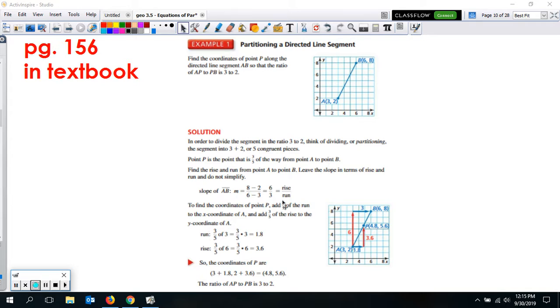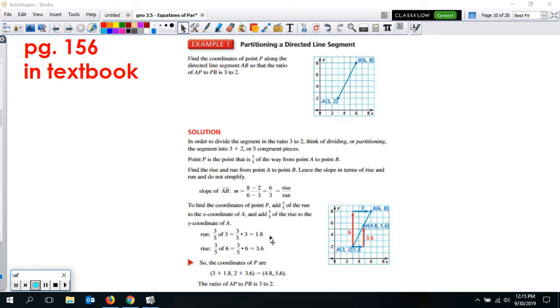And so now what we do is we take our rise over run numbers and we multiply each of those numbers by the 3/5. That's what they're doing here. They're starting with the run. They start with the bottom number here, the run number. So they're saying 3/5 of 3. They're going to multiply that, and they get 1.8. And they do the rise number with 3/5 of the number 6. They multiply that, and they get 3.6.